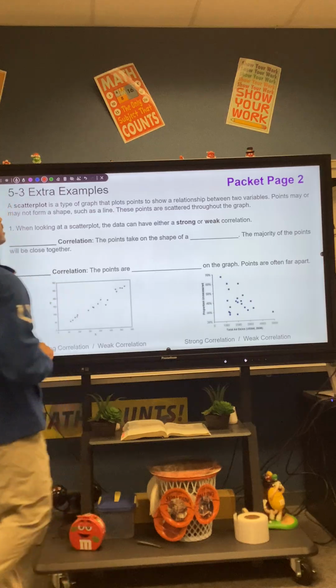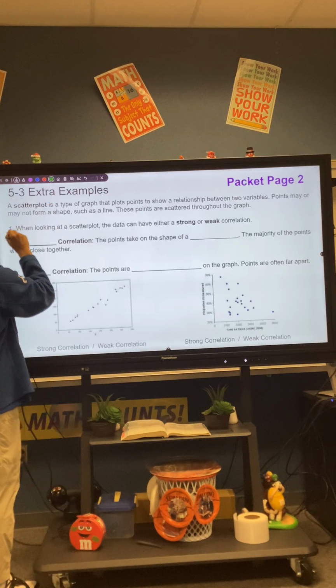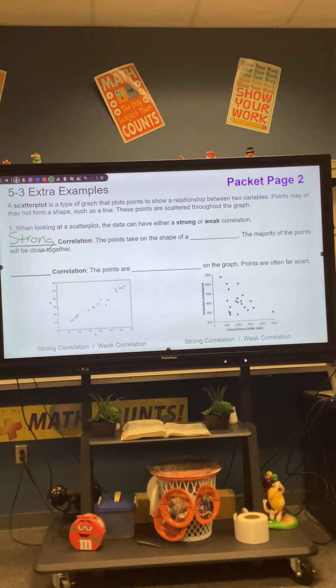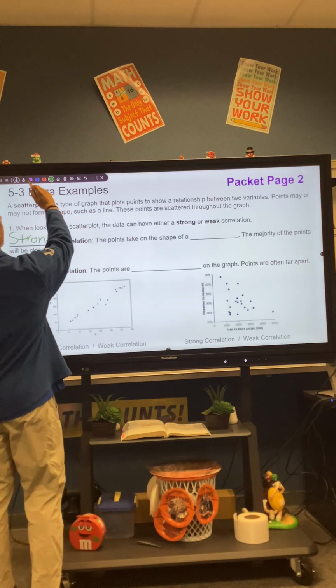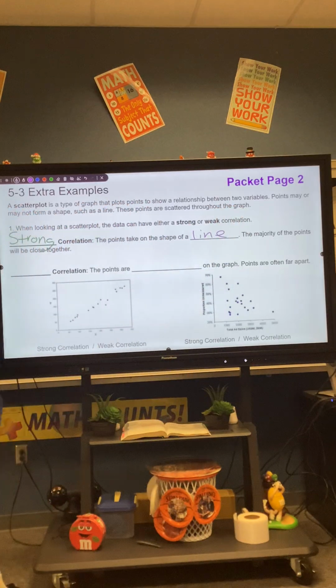A scatter plot is a type of graph that plots points to show relationships between two variables. Points may or may not form a shape such as a line. These points are scattered throughout the graph. When looking at a scatter plot, the data can have either a strong or weak correlation. So strong correlation, right? The points take the shape of a line. The majority of the points will be close together.